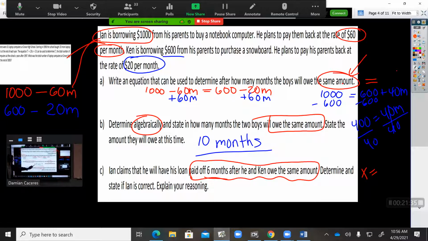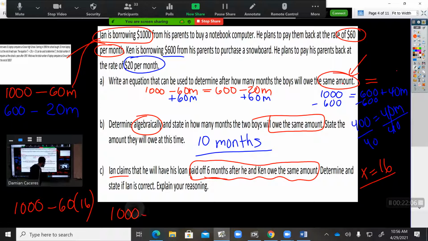After they owe the same amount was 10 months. After that is 6 more. How many months passed? 16. So my value that I'm going to plug in to see if he's right or not is 16. So let's plug it in. 1,000 minus 60 times 16. Why am I using that one? Because it says Ian claims it. So we use the Ian expression. Now that gives you 1,000 minus 960, which leaves a balance of $40.